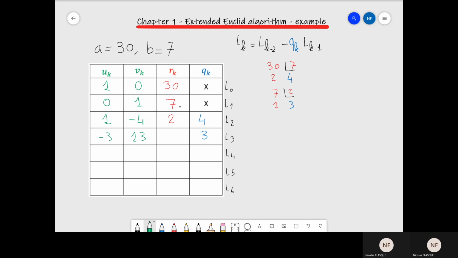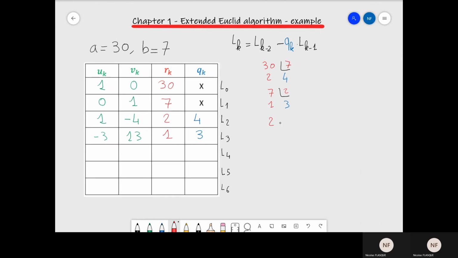Same thing for R. 7 minus 3 times 2 is 7 minus 6 is 1. Once again, we find in the Rk column the value of the remainder of the Euclidean division we've done just before. So Rk is not equal to 0, so let's go for the last step. It's 2 divided by 1. The quotient is 2. The remainder is 0. So Q4 is equal to 2.